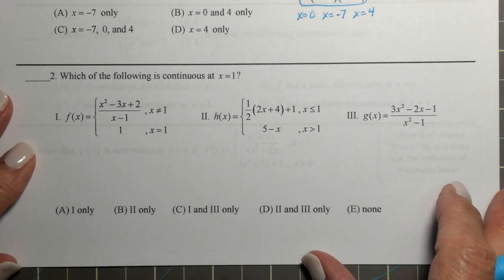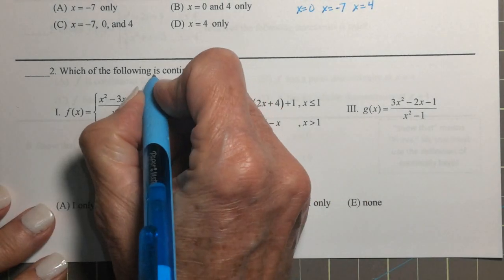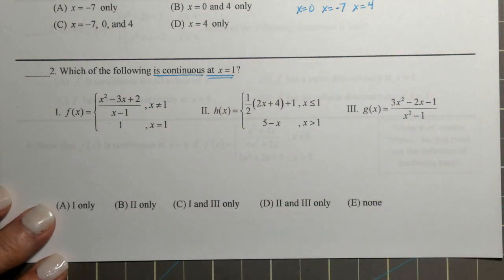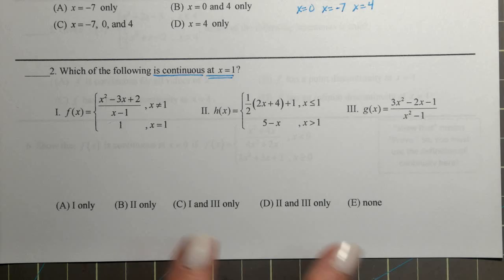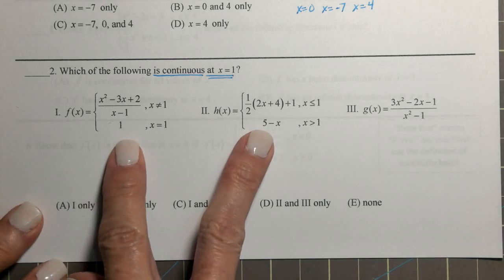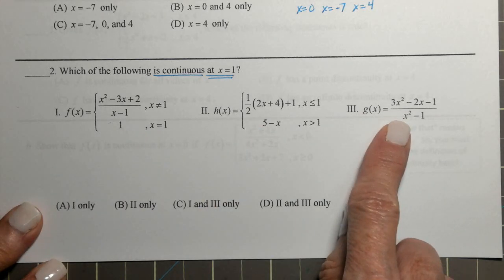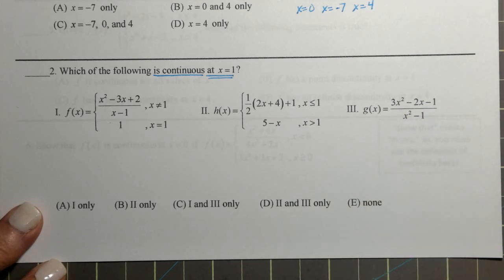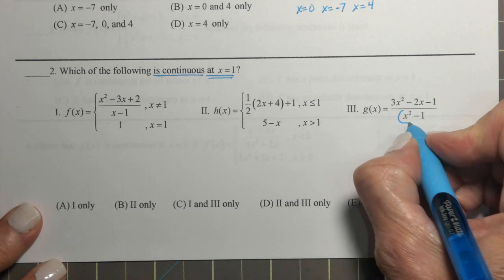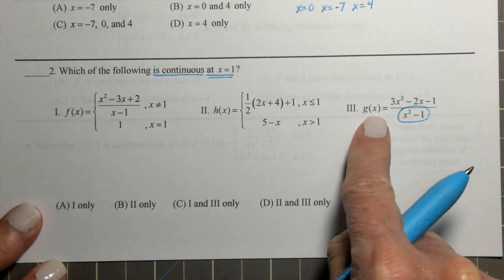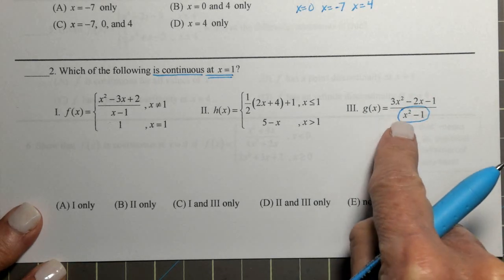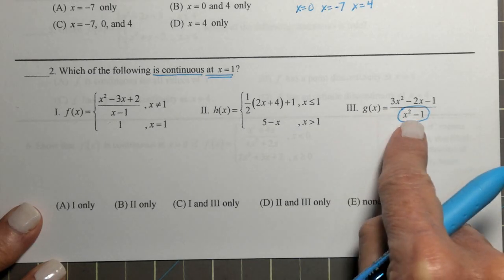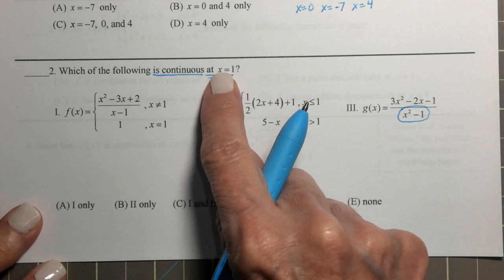Number 2. Which of the following is continuous at x equals 1? So I have a couple of piecewise functions defined, and then I have a regular function defined. I might just go over here because this is the easy one. I can look in the denominator, and I can tell you that g is not defined when x is positive or negative 1. And if g is not defined at 1, it's not continuous at 1.